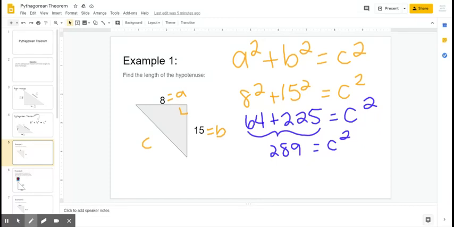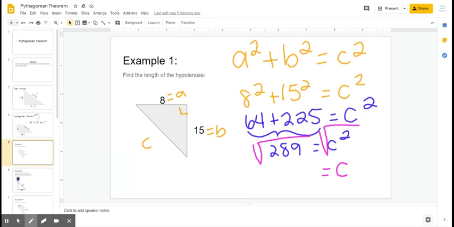So in order to find what c is, you have to do the opposite of squaring a number. The opposite of squaring a number is taking its square root. So I am going to take the square root of c, and that's what will cancel out the square here, the c squared. When I do that, I end up just getting c, and whatever I do to one side of an equation, I have to do to the other.